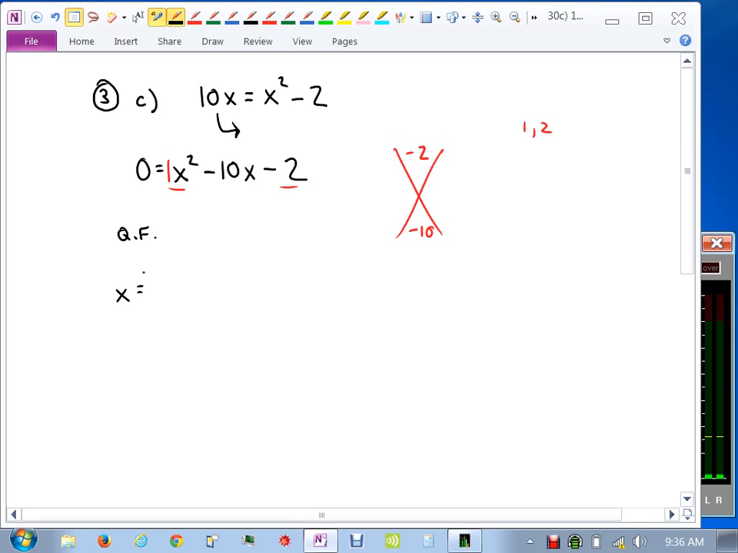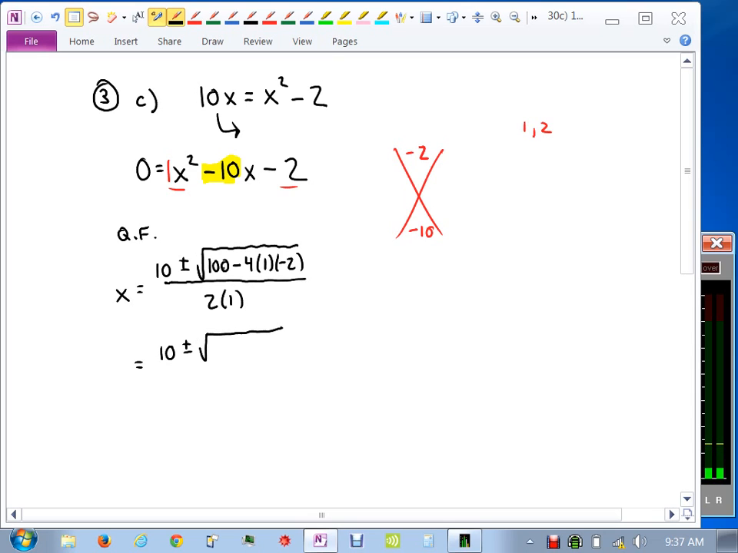So x equals negative b. Now be careful here because b was already negative. So when we do a negative negative, it's positive. Plus or minus square root. Now remember, when you square b, no matter what the sign was, it's going to be positive here because negative 10 times negative 10 is 100, positive 100. Minus 4 times 1 times negative 2 all over 2 times a, which is 1. So 10 plus or minus square root.